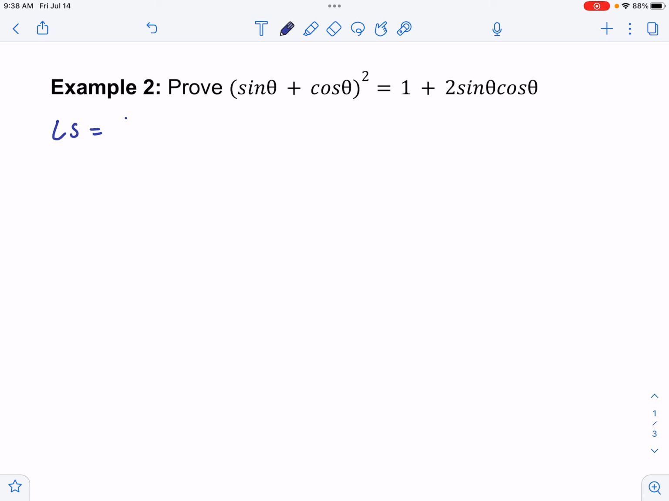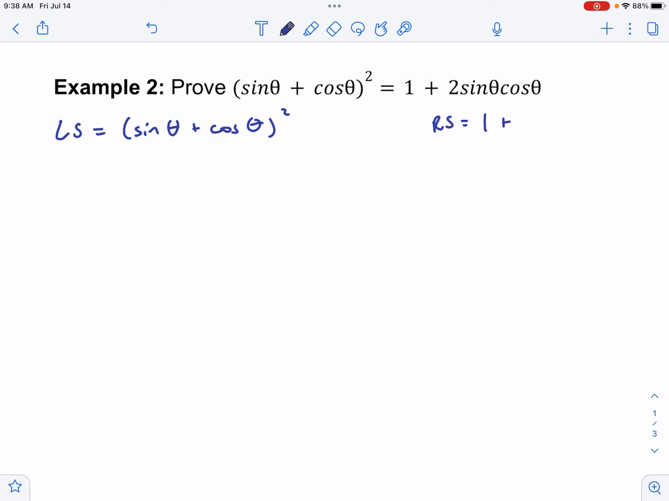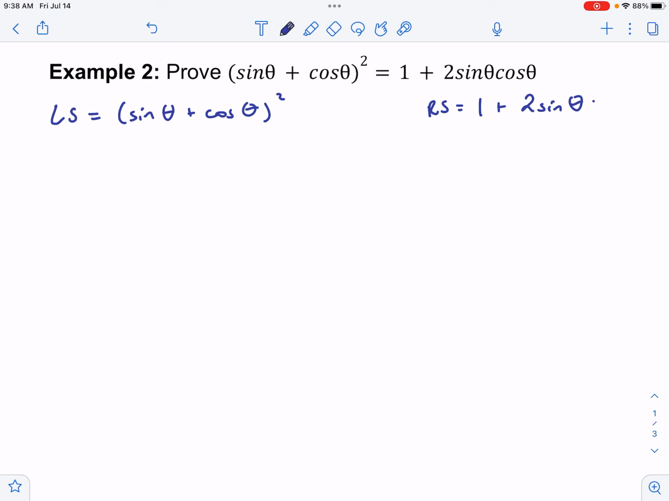My left-hand side is equal to sine theta plus cos theta, all squared. And my right-hand side is equal to 1 plus 2 sine theta cos theta. It's not totally obvious to me what I would do on my right-hand side. Everything is already in terms of sine and cosine, and I can't really factor here. So I'm going to take a look at my left-hand side. And the only thing I can really think to do would be to expand. So that's what I'm going to do, and see where that gets me.